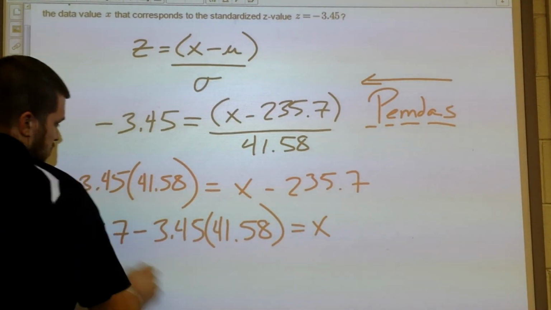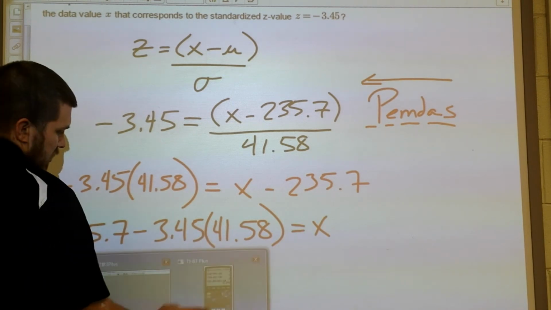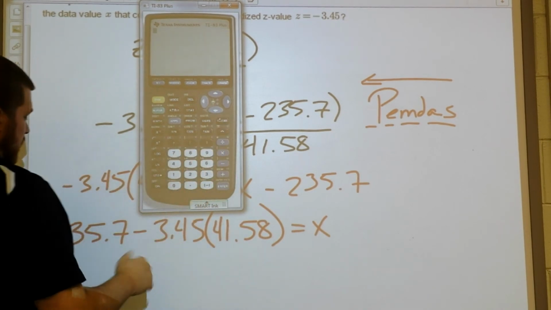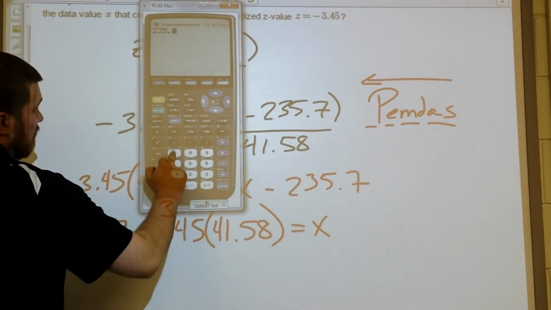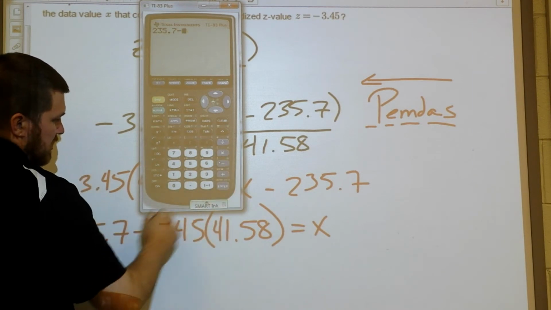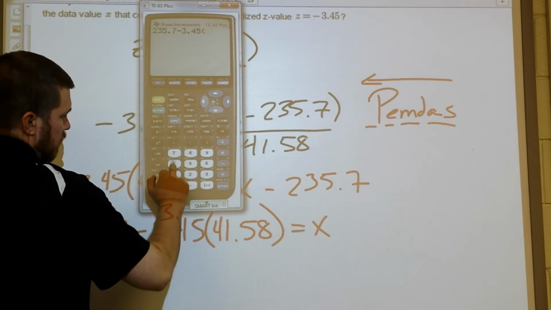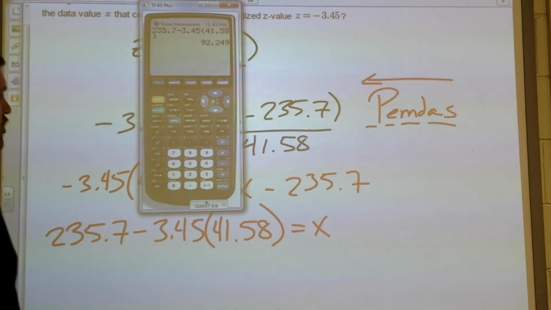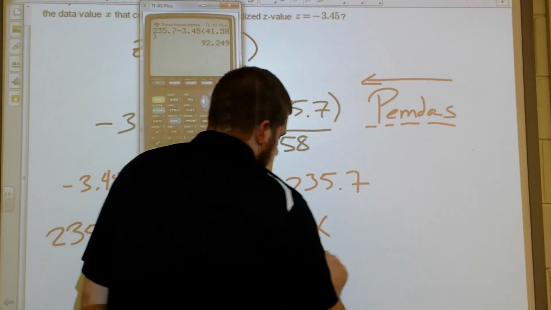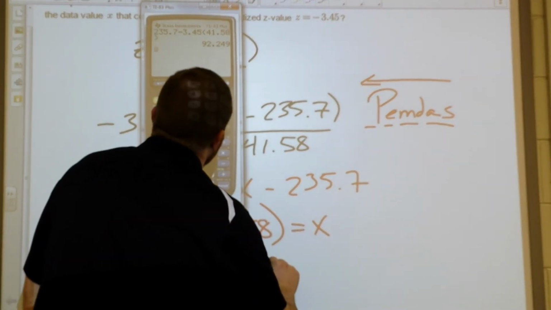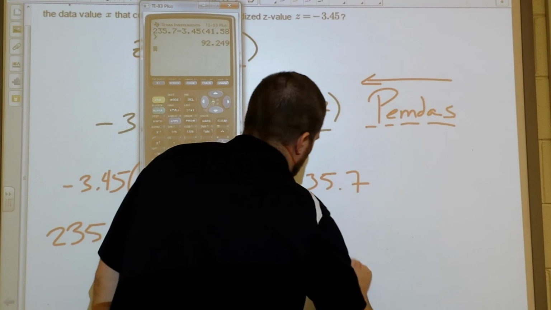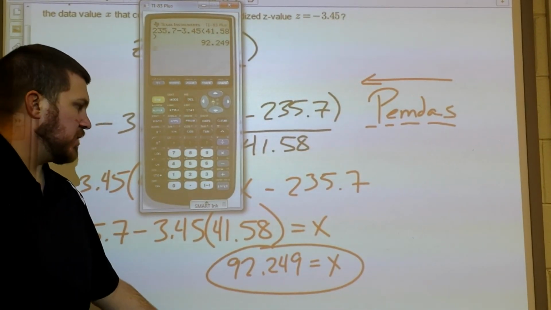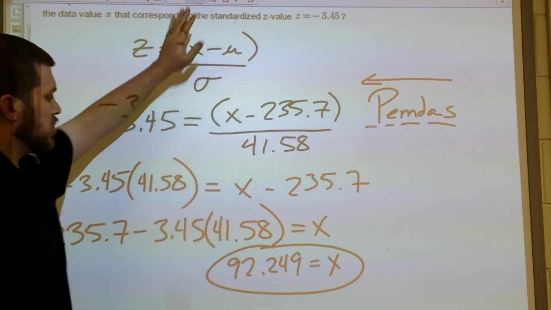Now I'm going to use my calculator and type this in exactly the way it looks. We have lots of decimals, so be sure you enter those carefully, otherwise it's going to come out wrong. So 235.7 minus 3.45 parentheses 41.58, and I get 92.249. So my original score before it got standardized was 92.249.